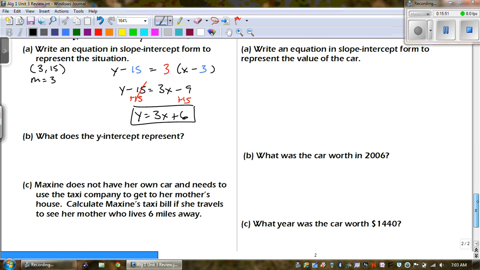Letter B is saying, what does the y-intercept represent? Well, the y-intercept would be the point 0, 6. So 0 would be the miles, and 6 would be the dollars. So if you drive 0 miles and you're getting a taxi, it's $6, which means the flat fee for the taxi is $6.